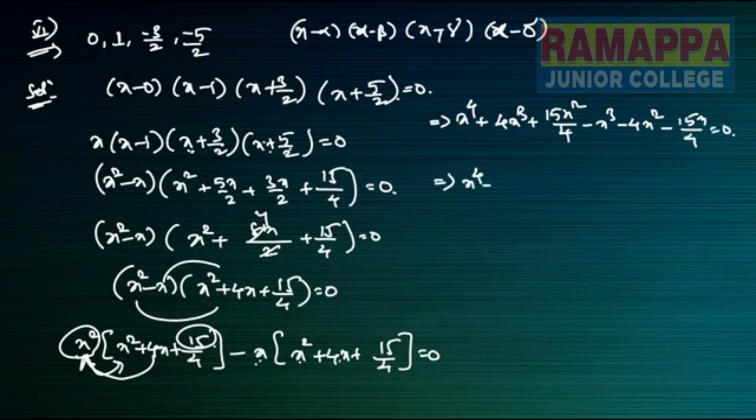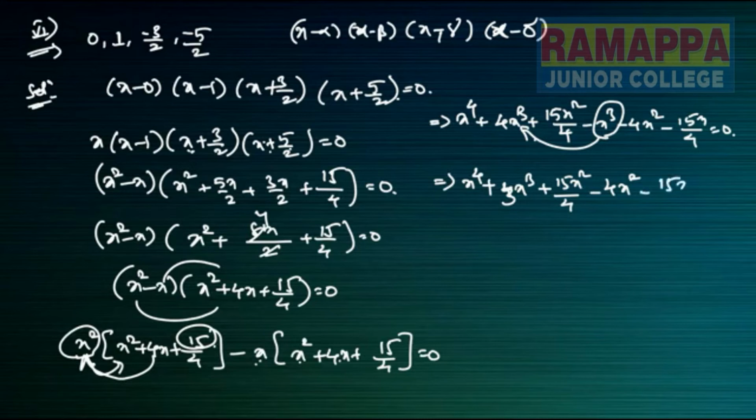x to the power of 4 plus, x cube is also there? Yes, there. So 4x cube and 15x square divided by 4 minus 4x square. This x cube is there, 4x cube minus x cube is equal to 3x cube we can write. Okay? So here 4x square we will write directly, and here minus 15x divided by 4 is equal to 0.